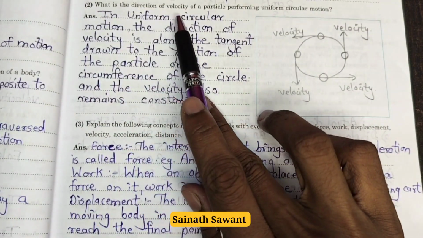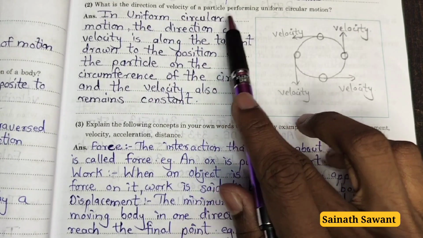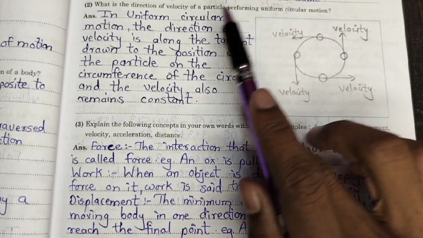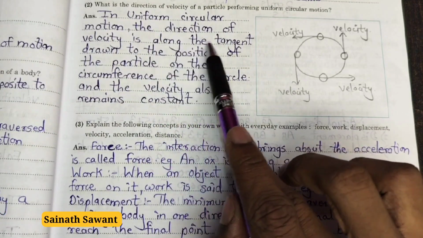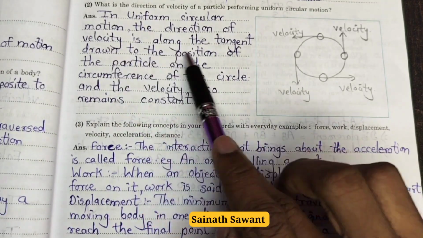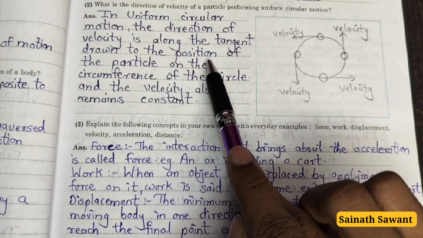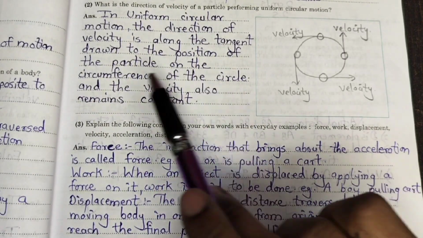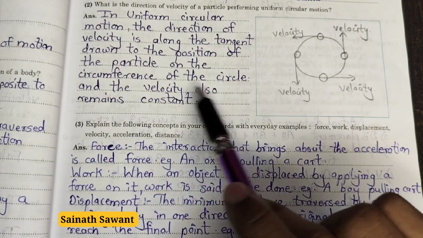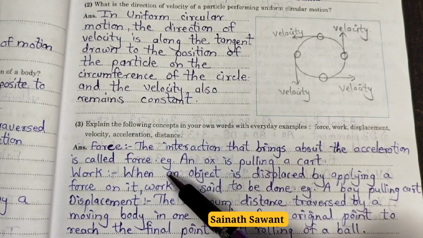Second, what is the direction of velocity of a particle performing uniform circular motion? Answer: in uniform circular motion, the direction of velocity is along the tangent drawn at the position of the particle on the circumference of the circle, and the speed also remains constant.